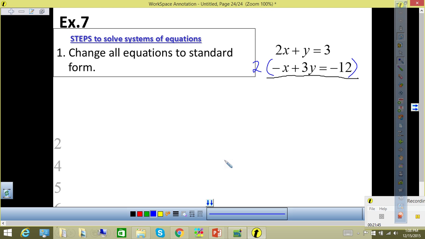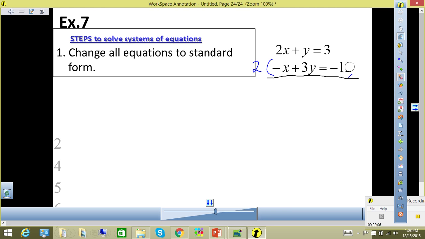Okay, hold on. In order for me to eliminate x, this has to be what? Oh, negative 2x. It's already negative. All I have to do is multiply times 2. Is that correct? Now, look what I'm going to do next.